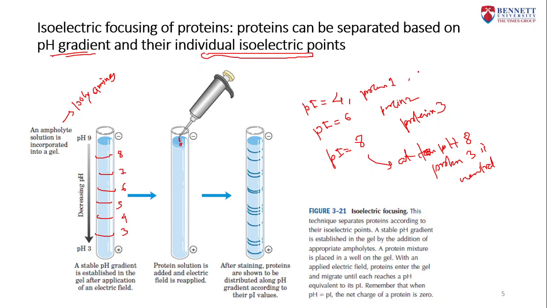It will start traveling to the positively charged electrode, but it will stop its migration when it is roughly here. That is your protein 1, because once it is neutral, it cannot be moved towards the positively charged electrode anymore. Protein 2 would stop here because then it becomes neutral. Protein 3 will stop here because then it becomes neutral. So it can no longer travel.